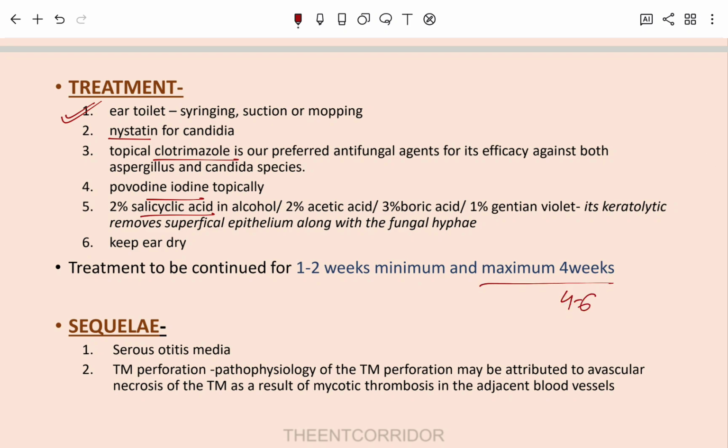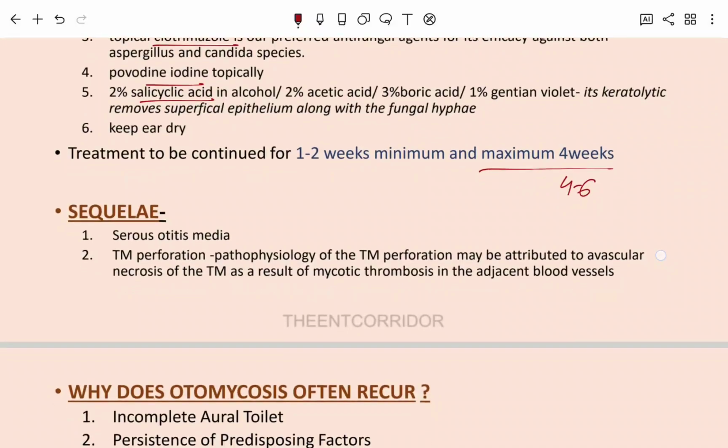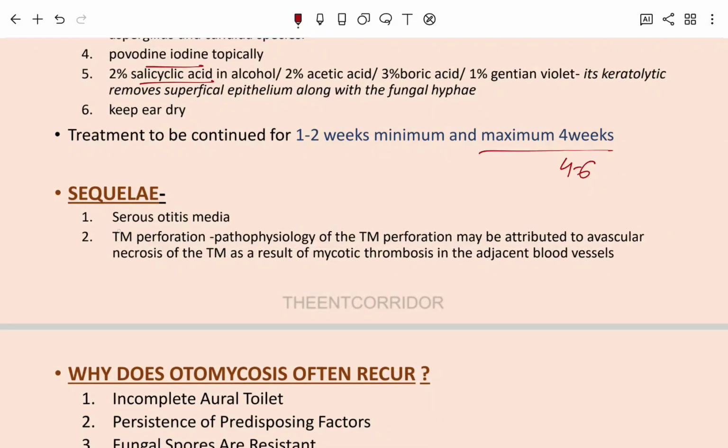Now why is there a need to do the treatment for 4 to 6 weeks? It is because fungal spores are quite resistant. So in order to kill them, you need to administer the topical medications for at least 4 to 6 weeks. Now what is the sequelae, what is the consequence? In many research papers you will find these two consequences are more common, that is serous otitis media and tympanic membrane perforation.